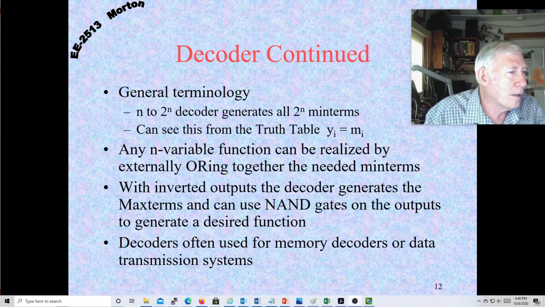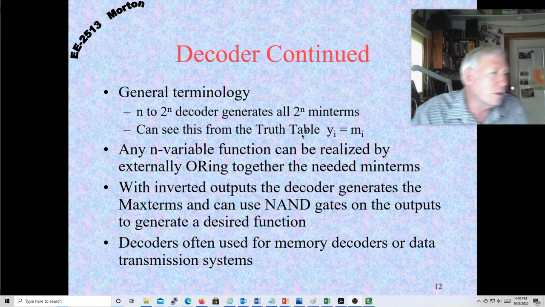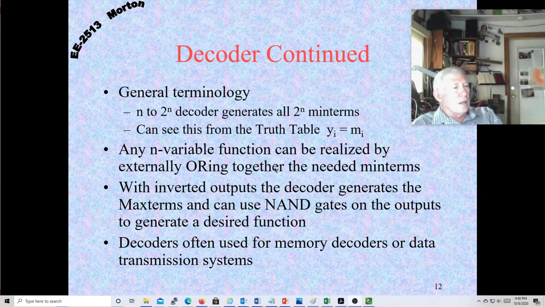Okay, and then we have this general terminology for decoders. Just remember, you have n control lines, you have 2 to the n outputs. And usually, if you're actually using it at the far end of a multiplexer link, then you would use your chip enable as your actual data in line.